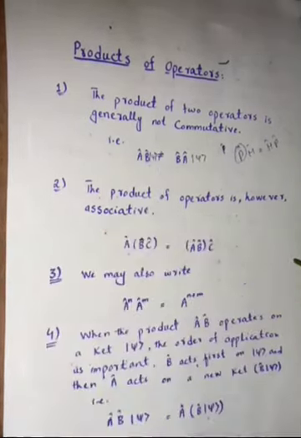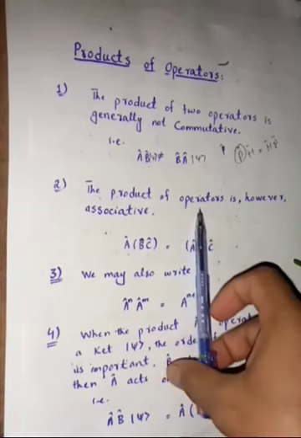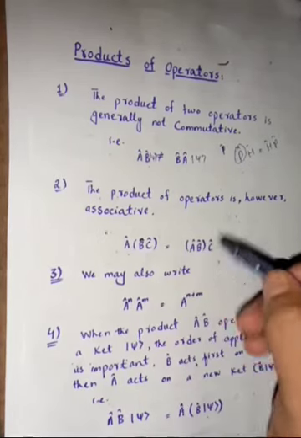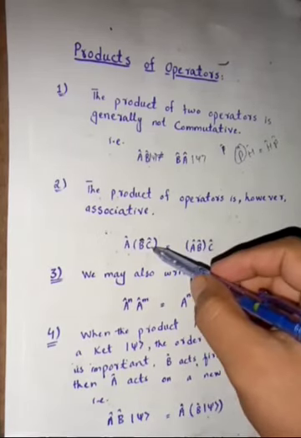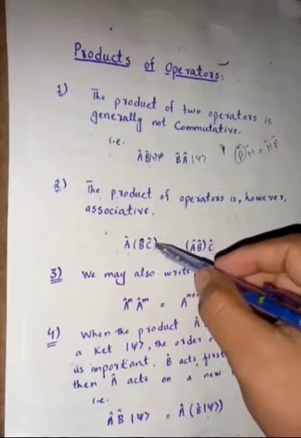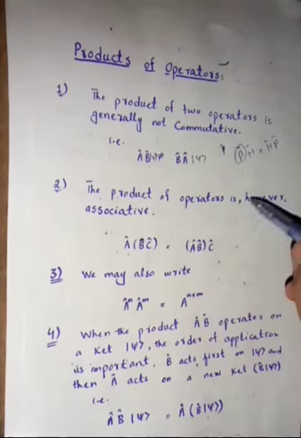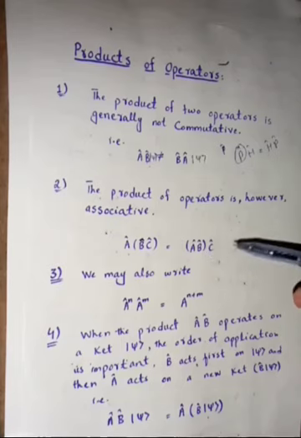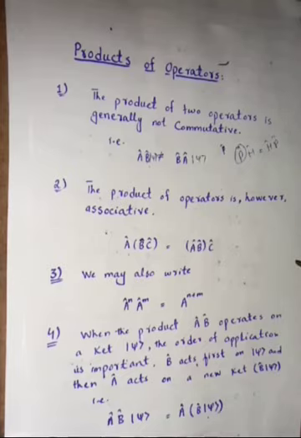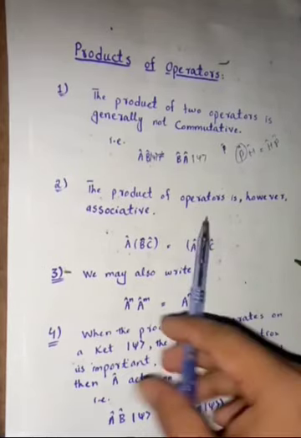The second point is that the product of operators is however associative. That is, if we multiply B and C first and then multiply by A, the result will be the same as if we first find the product AB and then multiply that product by C. It doesn't matter, the answer will always be the same.